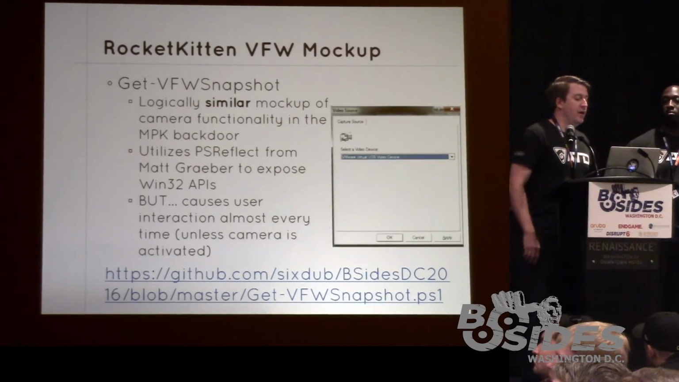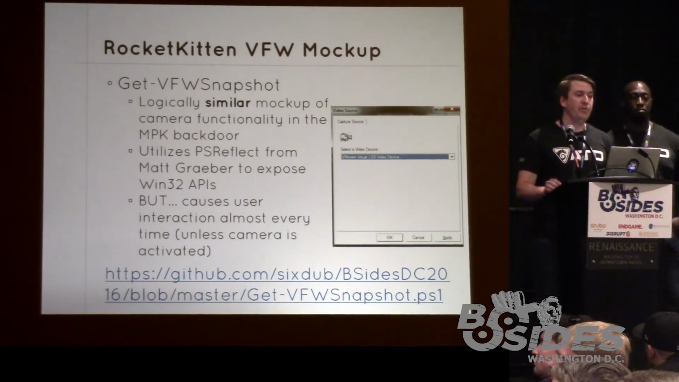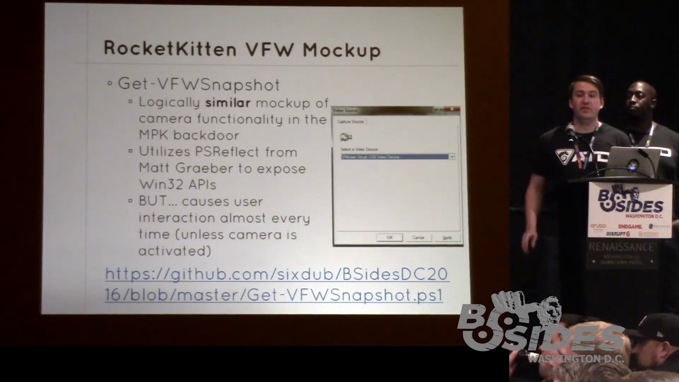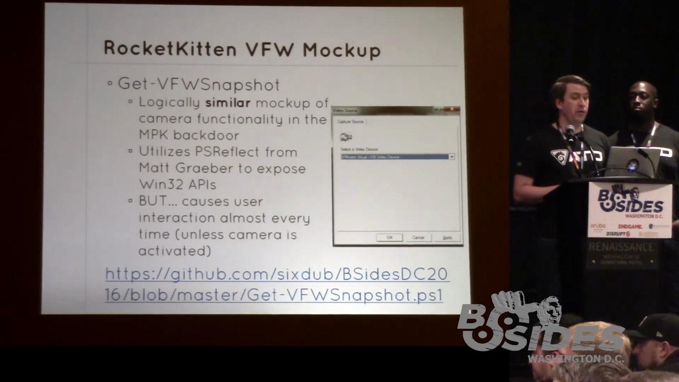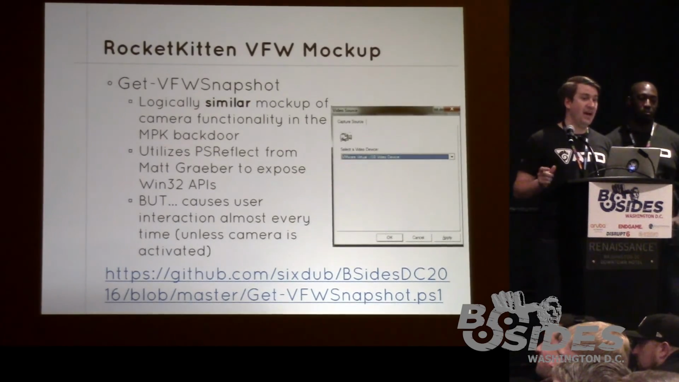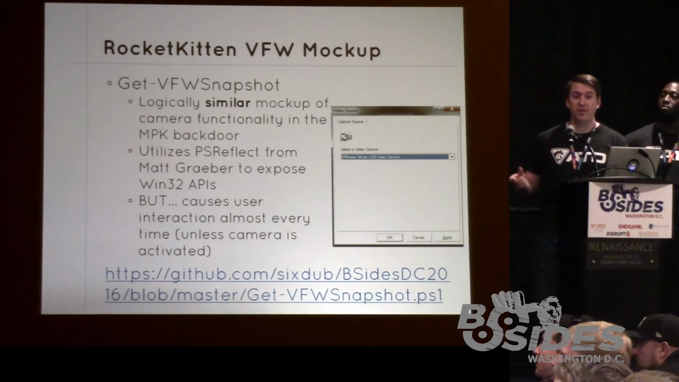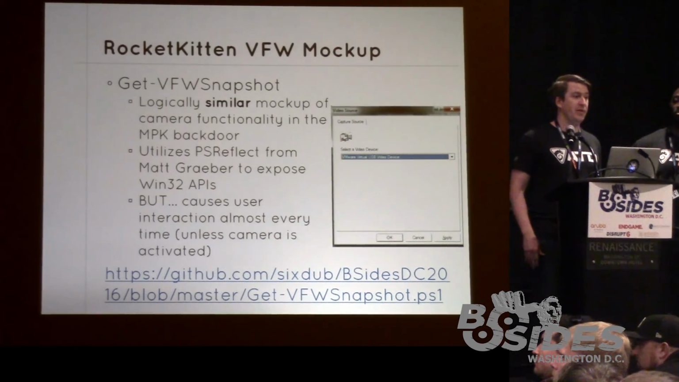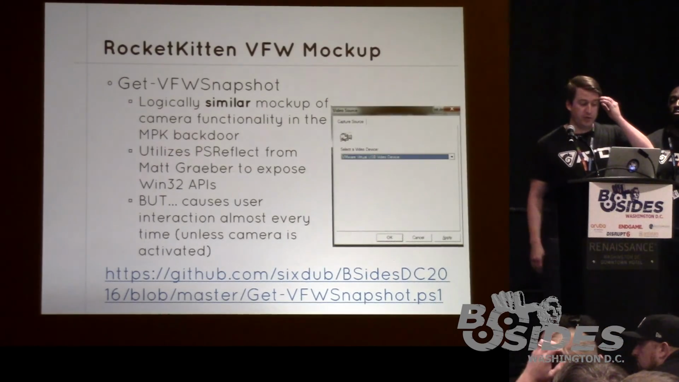For the Rocket Kitten mockup, we had a lot of fun with this one. I spent a lot of time playing with their MPK shell on a dev system, and I built a logically similar mockup. I actually got it to the point where it was exact APIs called in the exact order that the adversary toolkit used, with the exact flags and arguments and everything, almost a line-for-line replication in PowerShell of what their toolkit did.